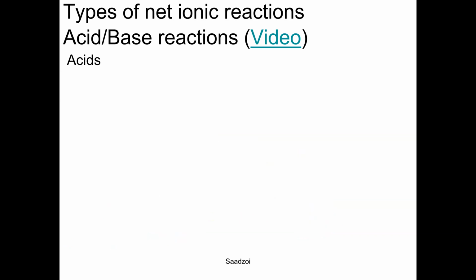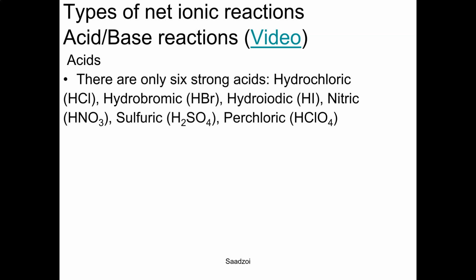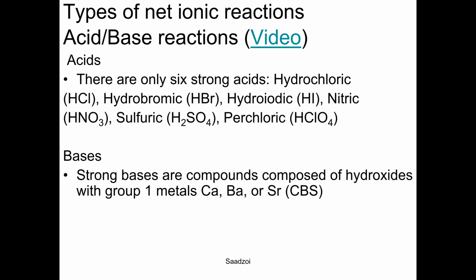All right, types of net ionic equations. You have acid-base reactions, which are basically when you exchange a hydrogen between two elements. There are 6 strong acids. You do need to memorize them. Hydrochloric acid, hydrobromic, hydroiodic acid, nitric acid, sulfuric acid, perchloric. You do have to memorize all those. Strong bases are basically compounds composed of hydroxide with group 1 metals, calcium, strontium, barium. These are basically your solubility rules. The ones that are soluble are your strong bases. Easy way to remember it.